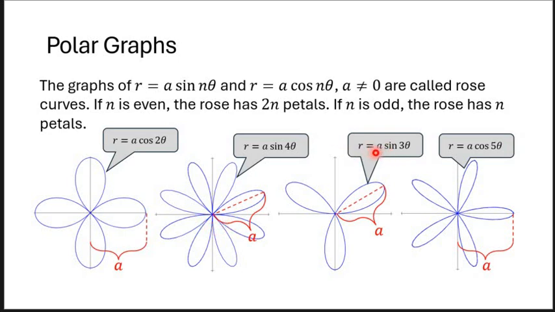Next to it, we have r equals a times the sine of 3 theta. This is the first one we're looking at with an odd value for n. Once again, though, a is still the maximum displacement.